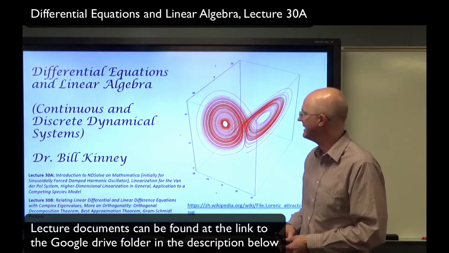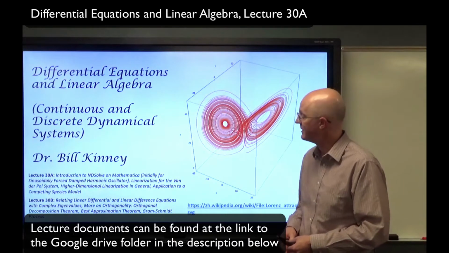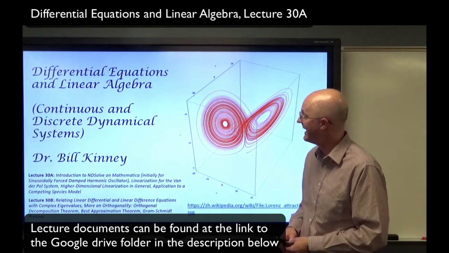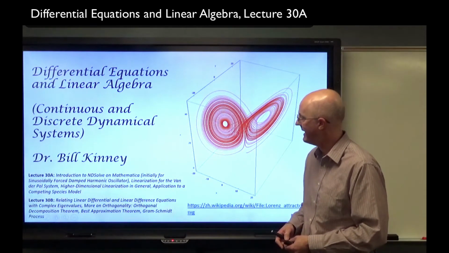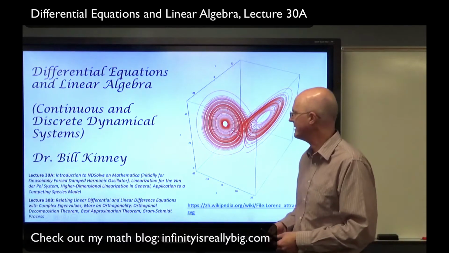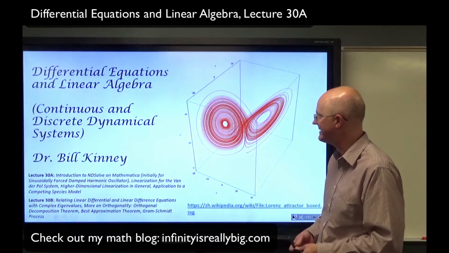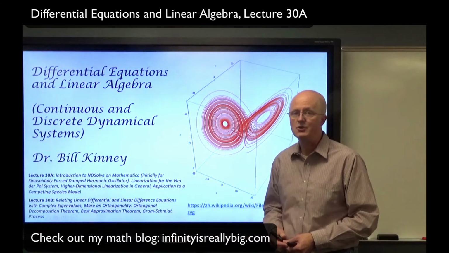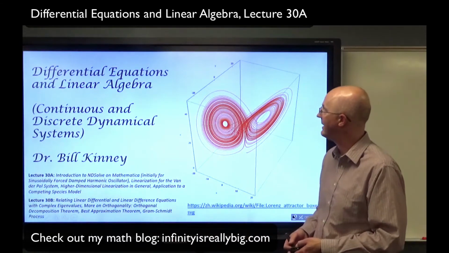Then we'll also move on to linearization. I talked about linearization in the van der Waals system last time in 29A. I'll talk about it here in 30A. I'll talk about higher dimensional linearization in general, give you the basic idea of it, and then we will apply it to a two-dimensional competing species model.